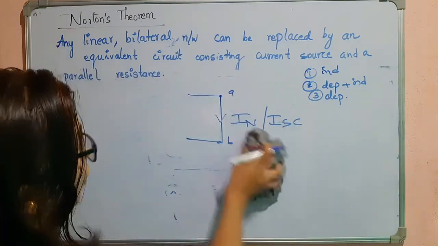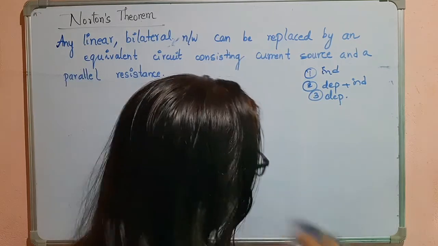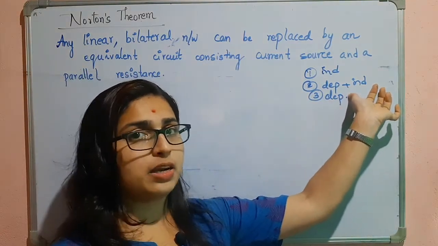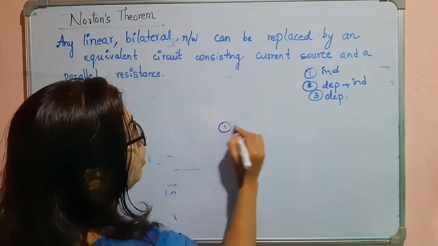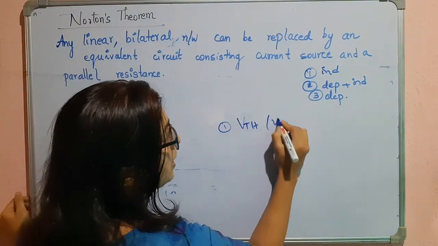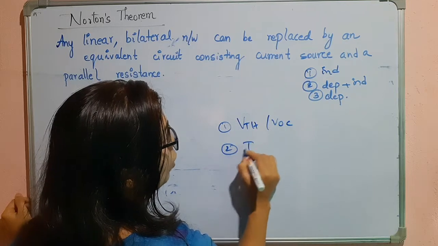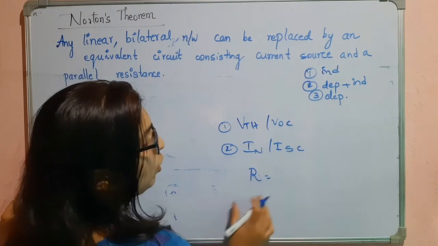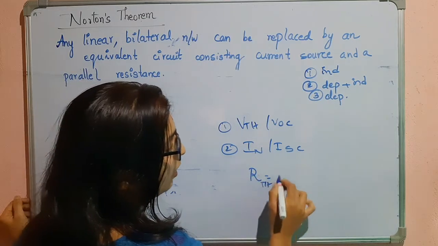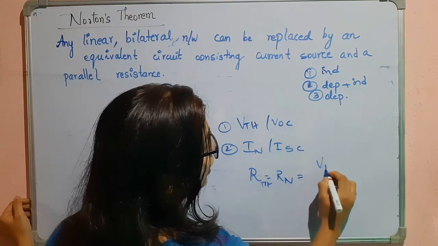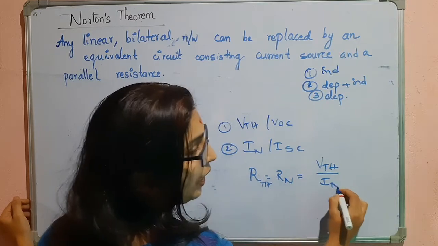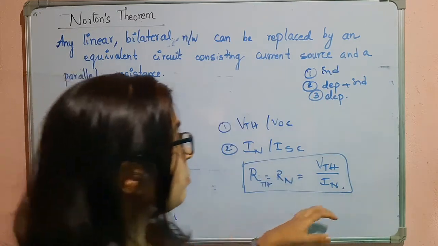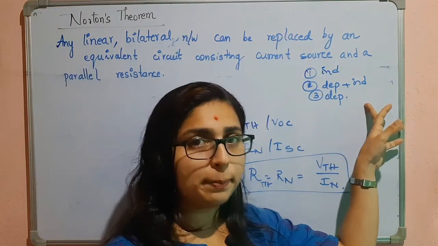Remember, we can also use another method to find the resistance in the second case, dependent and independent sources. First we find VTH or VOC, and then we find the Norton's current or the short circuited current. Then R equivalent, or R Thevenin, or RN, will be equal to VTH divided by IN. This will give you the resistance, in case of dependent and independent sources.